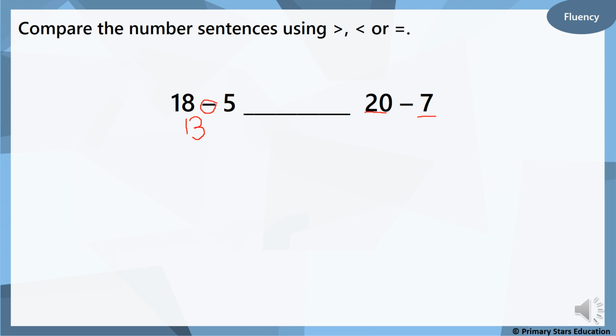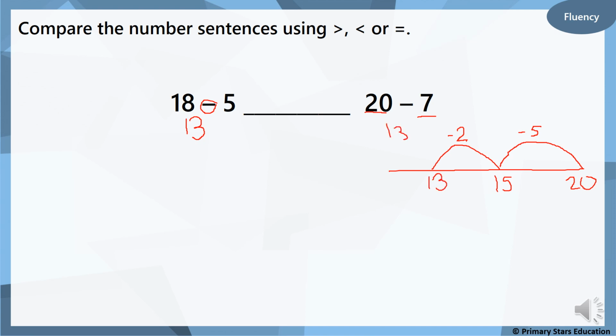Now, I might find this a little bit tricky, so if I want to, I could do a number line, and I'm going to do 20 here. Okay, and I know that I can do take away 5, and that gives me an answer of 15. And then I'm going to do another jump of 2 because that would give me take away 7, and that would give me the answer of 13.